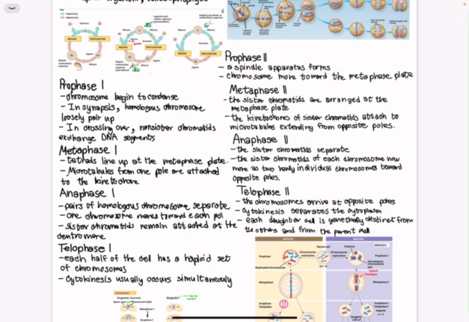Prophase 2: a spindle apparatus forms. Chromosomes move toward the metaphase plate. Metaphase 2: the sister chromatids are arranged at the metaphase plate. The kinetochores of sister chromatids attach to microtubules extending from opposite poles. Anaphase 2: the sister chromatids separate. The sister chromatids of each chromosome now move as individual chromosomes toward opposite poles. Telophase 2: the chromosomes arrive at opposite poles. Cytokinesis separates the cytoplasm. Each daughter cell is genetically distinct from the other and from the parent cell.